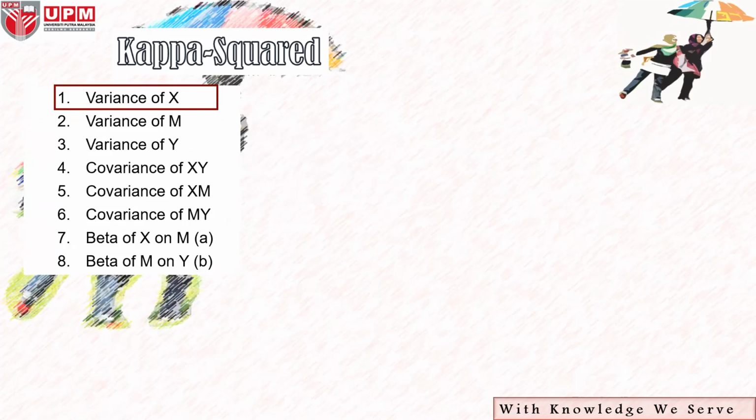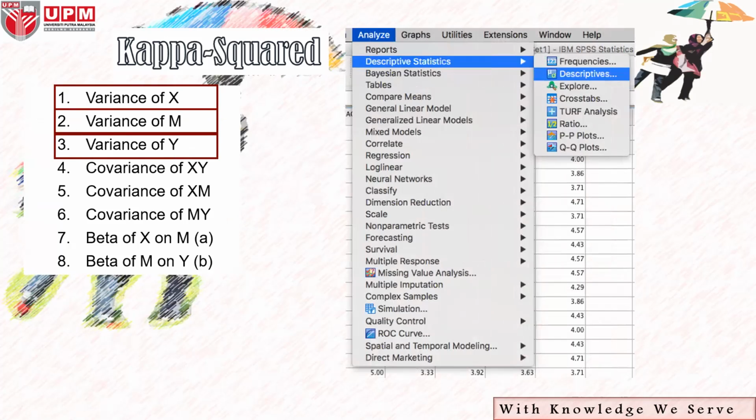So these are the 8 values needed: variance of X, variance of M, variance of Y, covariance of X. We need to run again to get the variance of X, variance of M, and variance of Y. We run the descriptive analysis, recalling the descriptive analysis that we did in the last few weeks. We click Analyze, Descriptive Statistics, Descriptive.